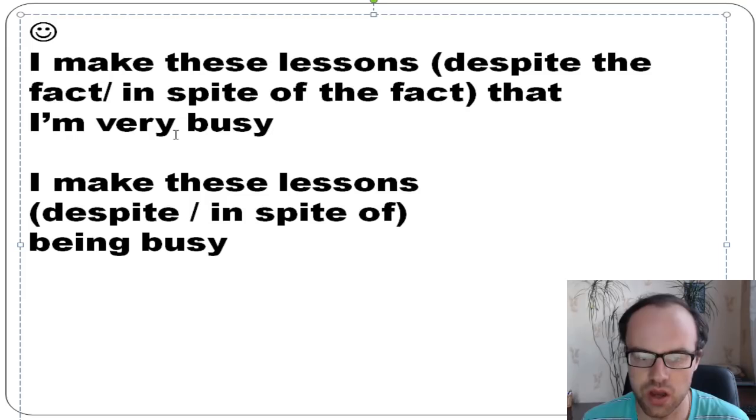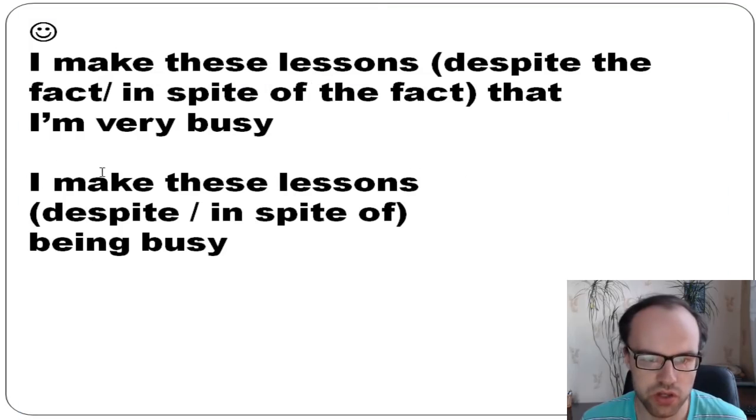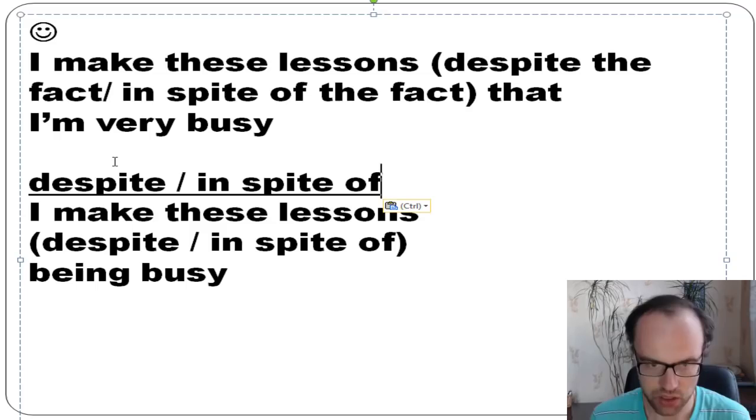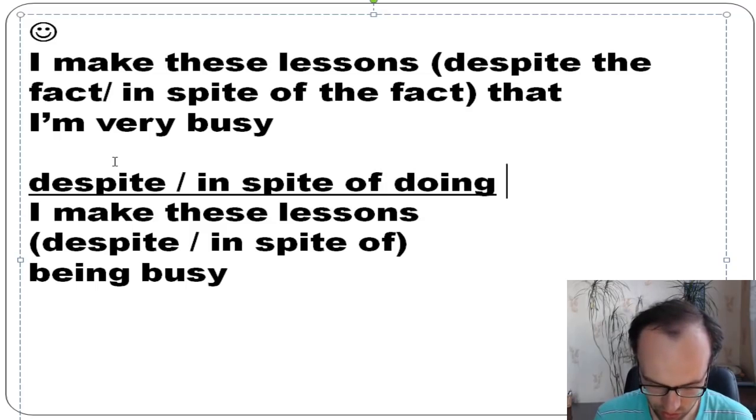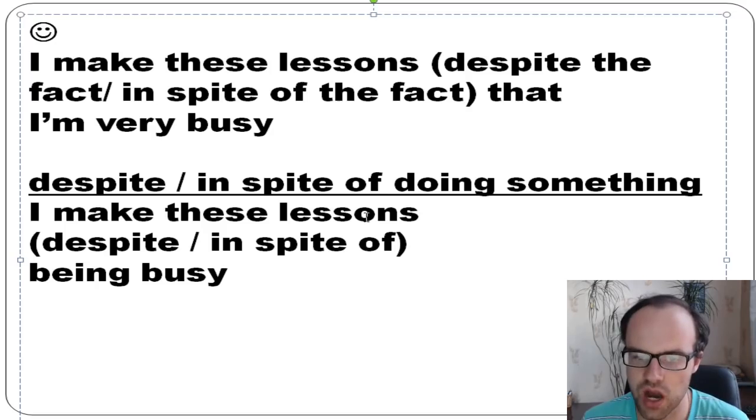Or we say despite or in spite of. So if you want to use a verb, so of doing something, okay? You can also say, I make these lessons despite being busy, so verb plus ing, or in spite of being busy, verb plus ing. Good.